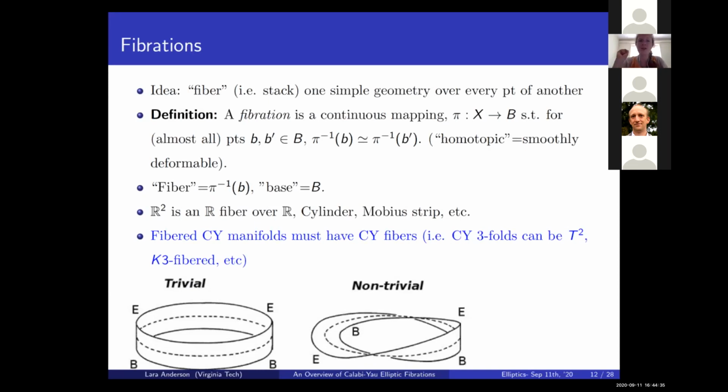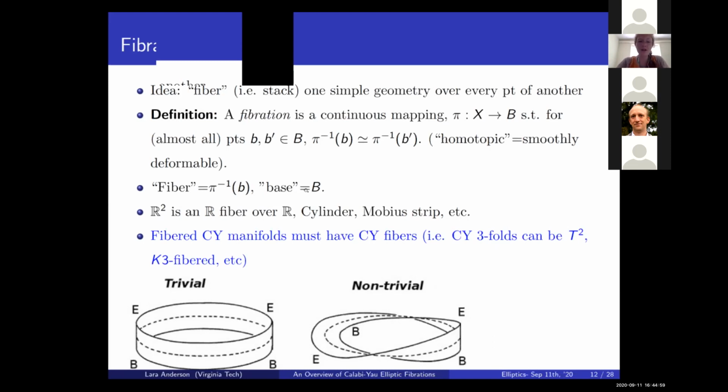So the formal definition is a fibration is a continuous mapping, pi from X to B, such that for almost all points in the base, B prime, the preimage of the projection map, i.e. the fiber, is homotopic, i.e. smoothly deformable. This property is called the homotopy lifting property. The fiber we define to be the inverse image of a point in the base. The base is some complex manifold.